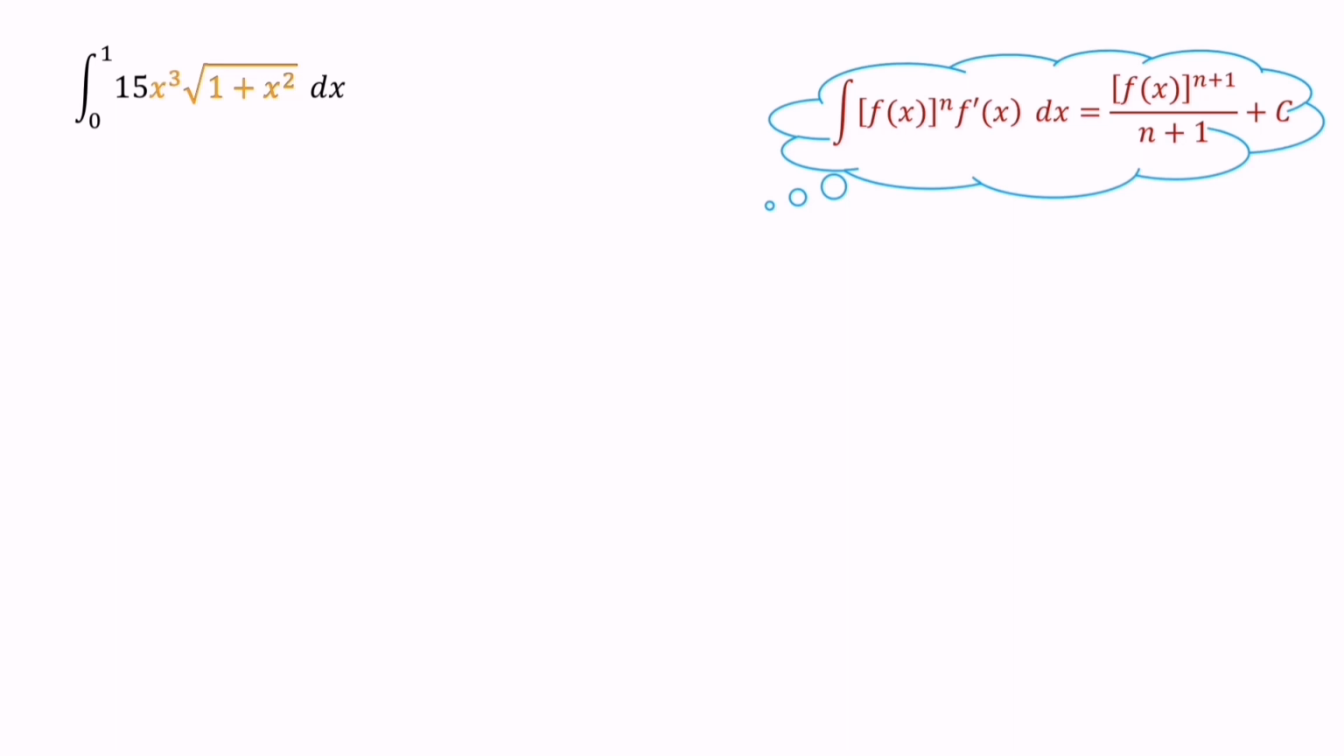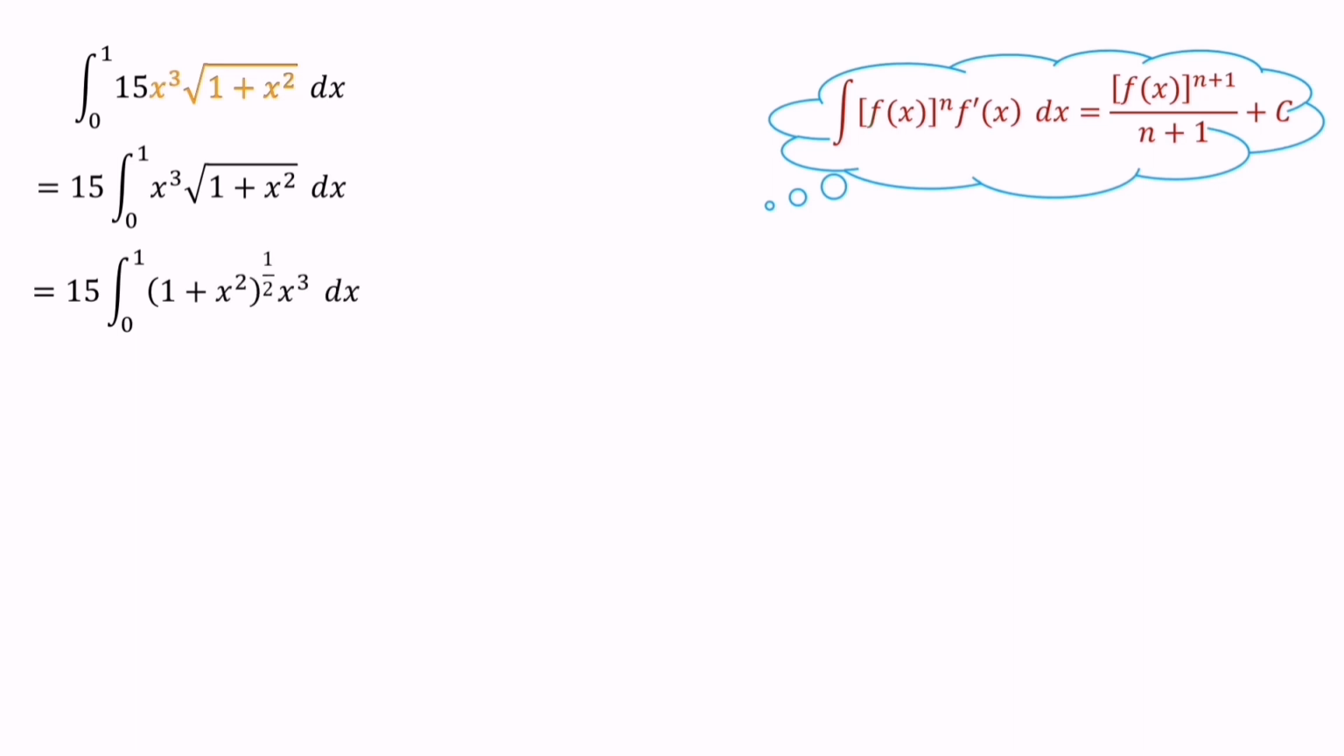15 is a constant value, so we can bring this 15 outside of the integral. Square root of 1 plus x squared equals 1 plus x squared to the power of half. Now we have f(x) equal to 1 plus x squared, and n equal to half. So we need to find the differentiation of f(x), which means the differentiation of 1 plus x squared. Differentiation of 1 equals 0, and differentiation of x squared equals 2x. So we need to find this 2x value.